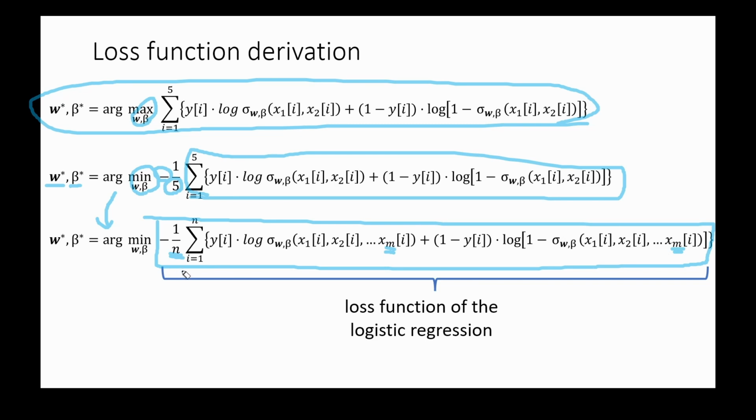The objective for the logistic regression is to find this optimum W and optimum beta, such that this loss function is minimized. We will see how to calculate the optimum W and optimum beta in the next video analytically, but today let's just see how we can calculate this W and beta with the help of the scikit-learn Python package.